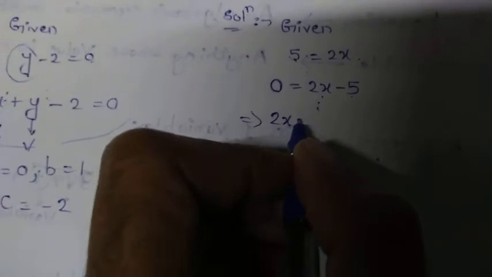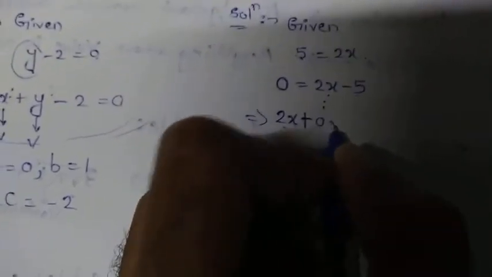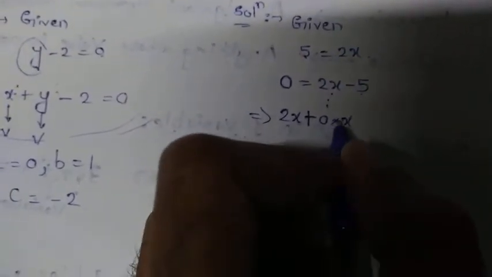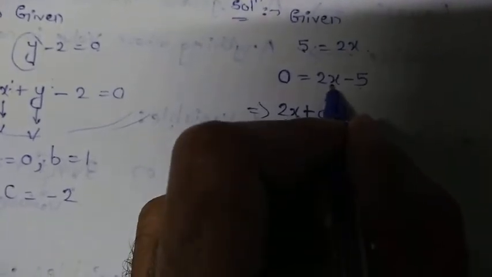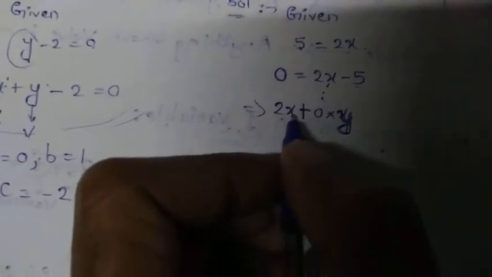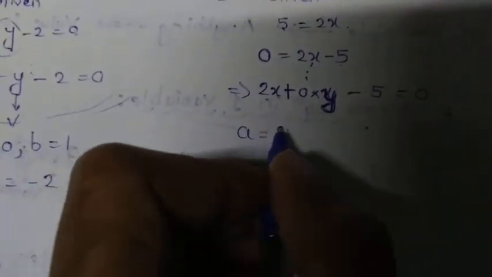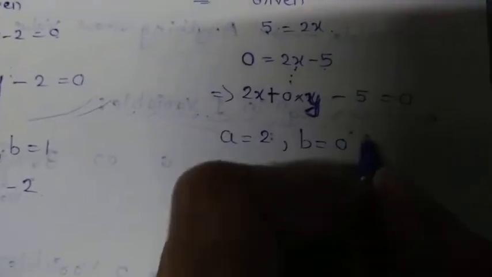So 2x as it is plus 0 into y. Since we have the variable x, we are taking the variable y. The y variable is not here, so we are taking the variable y. Or else you can take any variable. You can take z, m, n, t, anything. You need not take only x and y. Okay, 2x plus 0 into y minus 5 equals to 0. And on comparing with the standard form, we have a is equals to 2, b is equals to 0 and c is equals to minus 5.